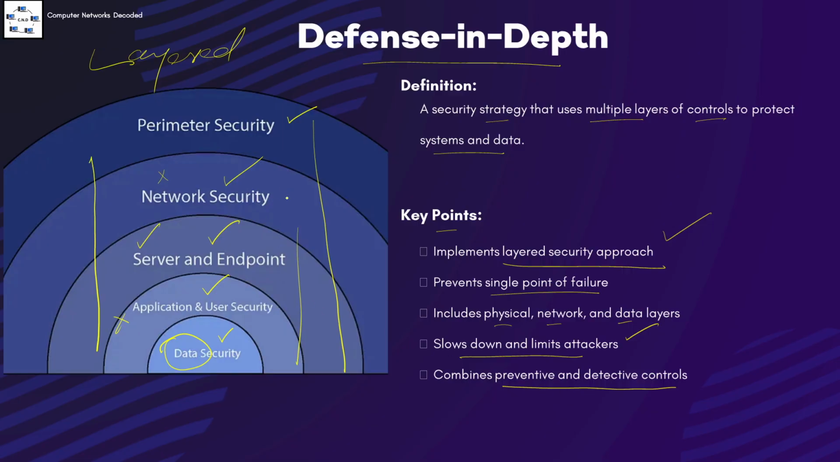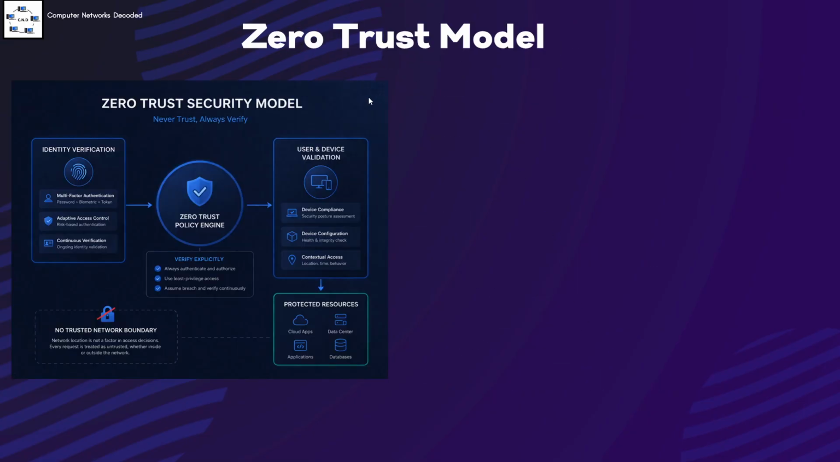So if we install a firewall over here at the network layer, this can be, we can say, a preventive control that prevents outside access to the data. While at the perimeter we can have CCTV cameras that can detect any physical intrusion. So these are, we can say, detective controls.